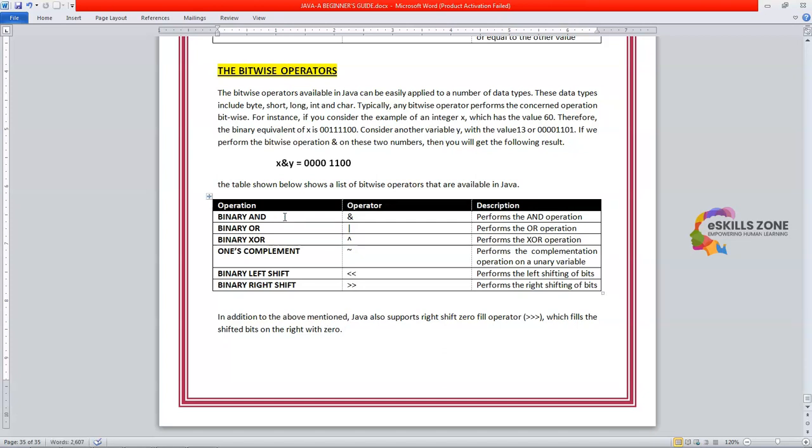Now we will discuss the logical operators. They are very important operators of Java programming language. So that's all for today, viewers. In our next video we will discuss more operators like logical operators and assignment operators, conditional operators in Java programming language.